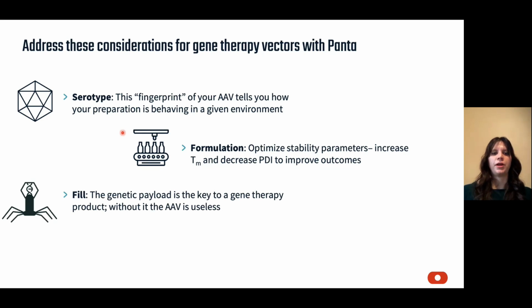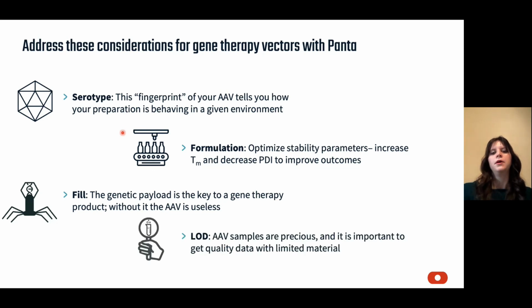So questions about the genetic payload and how much of it is in the vector are very crucial when we're talking about going forward and delivering the genetic payload to patients. And last, limit of detection. Ponto allows a very low limit of detection compared to other methods in the field. And with the low yields of a lot of these AAV samples, being able to make good decisions and still get quality data, even at the lower limits of detection, is completely crucial in getting good data and being able to make the best decisions about your therapeutics.